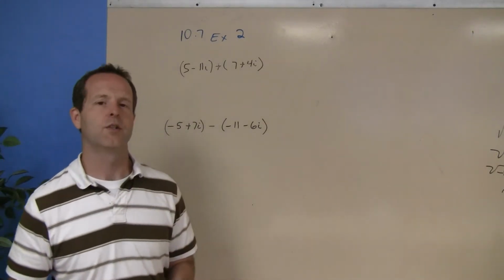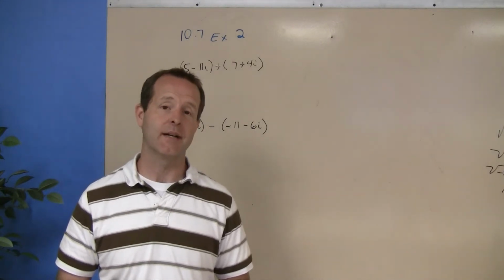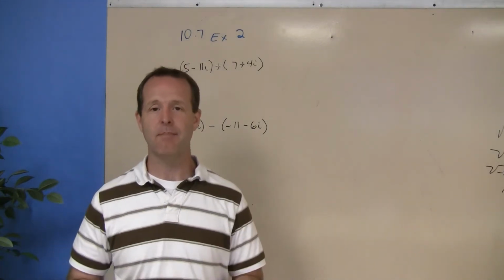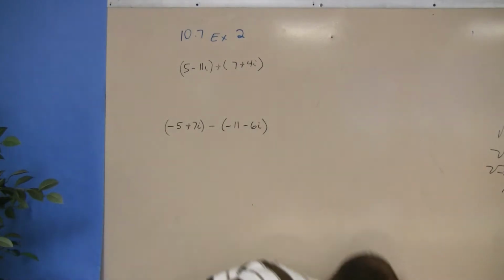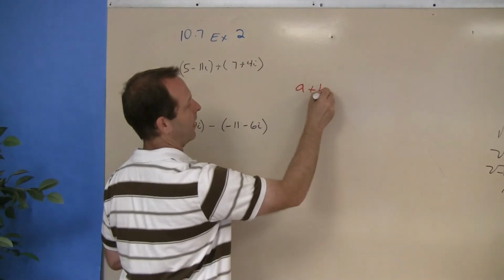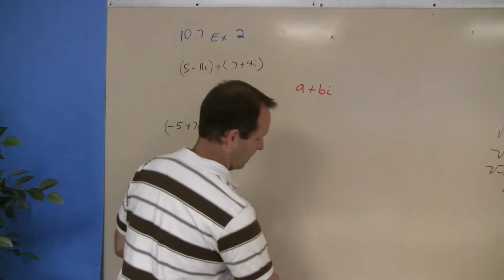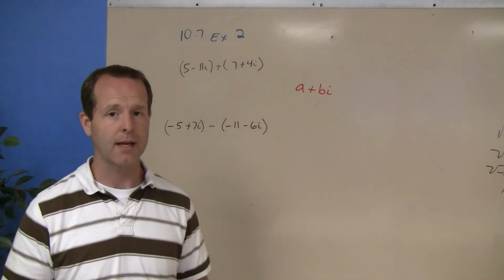Another term that I want to introduce you to is called a complex number. A complex number has both a real component and an imaginary component. Their standard form that we'll see many times is going to be in the form of a plus bi. The a plus bi represents or shows us just a generic form of a complex number.